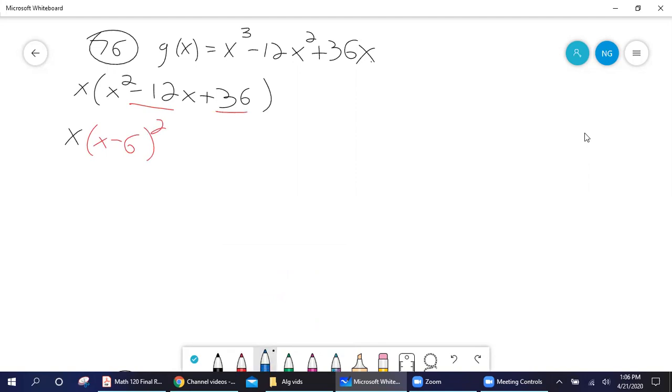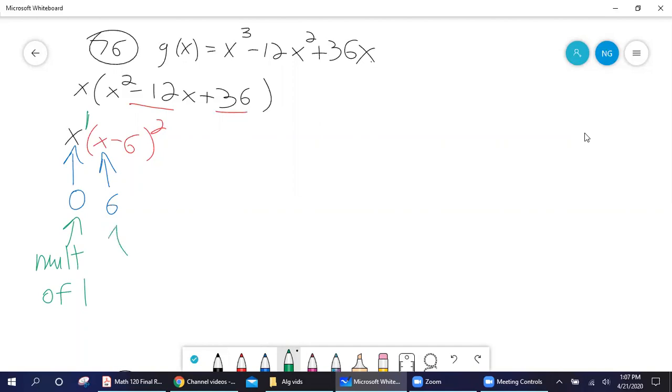So my zeros, what makes it 0? Well, I look at each factor. 0 would make that 0. 6 would make the x minus 6 0. 0, well, the factor of x really is raised to the first power. So this solution has a multiplicity of 1, which means graphically I'm going to cross through the x-axis there. I'm going to slice through it.